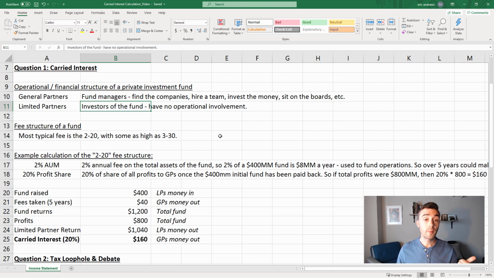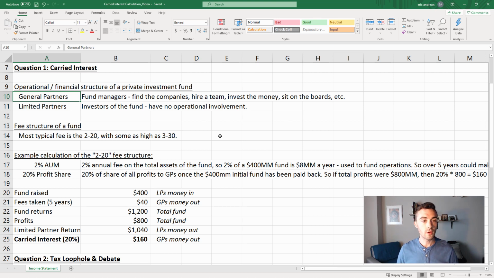But the people behind the fund are the limited partners. The limited partners provide the capital of the fund. They generally have no operational involvement in the fund, but they put up the money and then the general partners invest the money. Also, one thing I want to say is that often once general partners become very wealthy, they start funding a lot of the capital in their own funds, but that's another conversation. So we're going to talk about a fund where you have general partners, which manage the money, and limited partners, which provide the money.